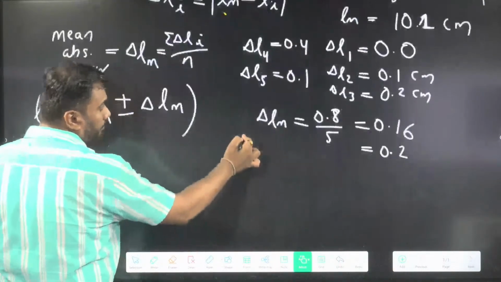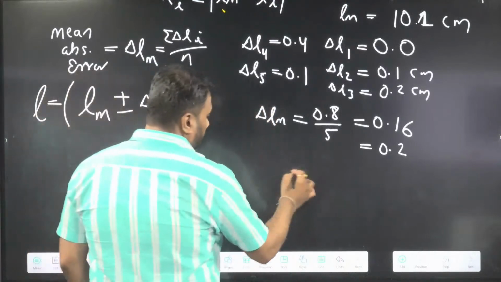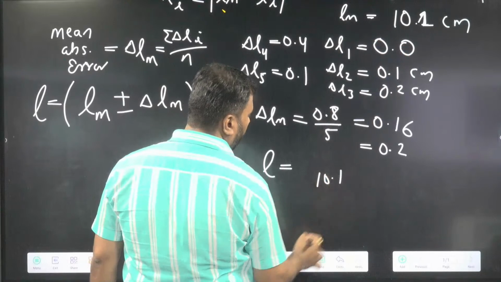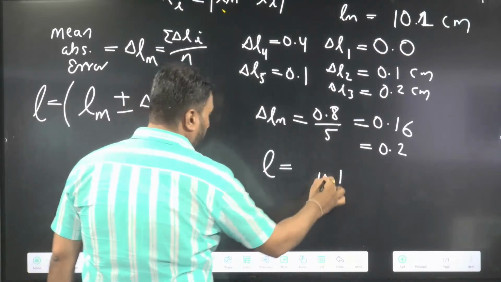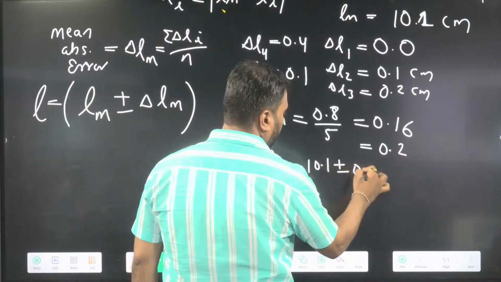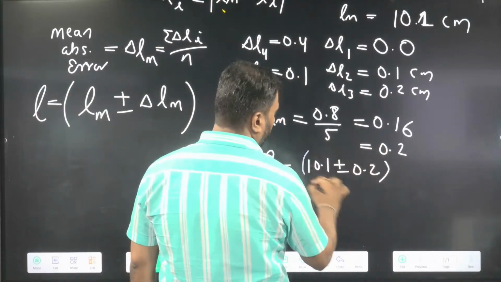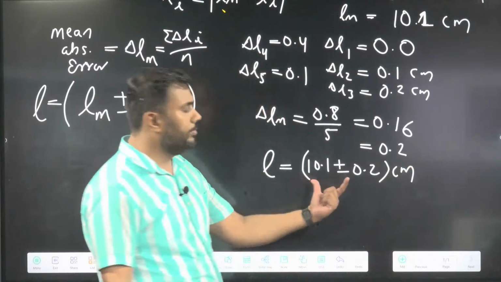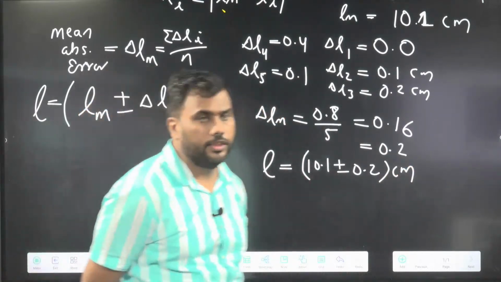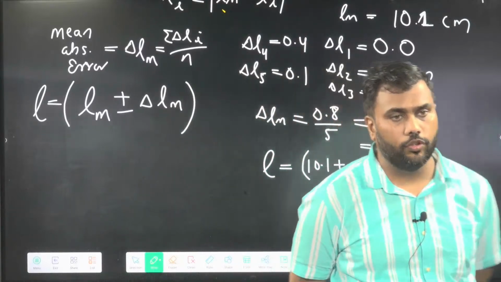So, for this example that we were calculating here, length of pen, what is the mean value? 10.1 plus minus 0.2. Mean absolute error is 0.2 centimeter. This will be the correct way to represent physical quantity with error.